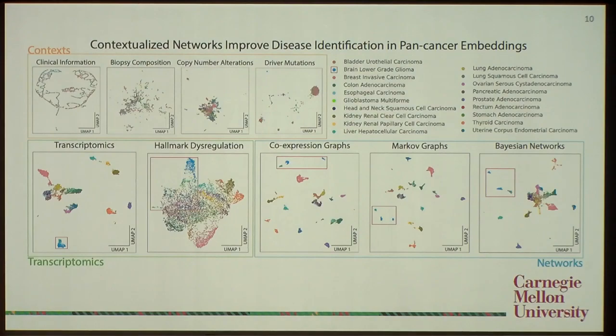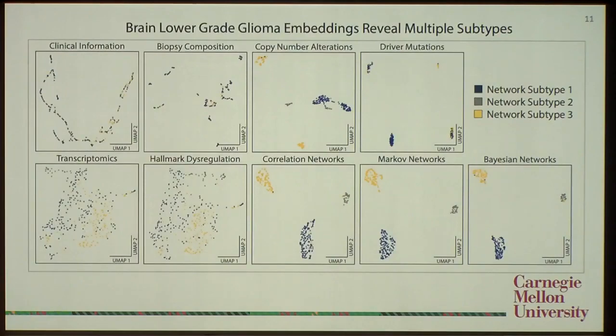So here we have highlighted the brain lower grade glioma, which splits into 3 subclusters across the network model types, where the subtypes of the cancers are not apparent in any of the other modalities used in this approach. So digging into this a little bit more, we replot for just the brain lower grade glioma patients. And so we can see that, one, the network subtypes are highly consistent across the network model classes that we have contextualized and inferred for every patient in this data set. And two, that the network subtypes are not separable in any of the other modalities here.